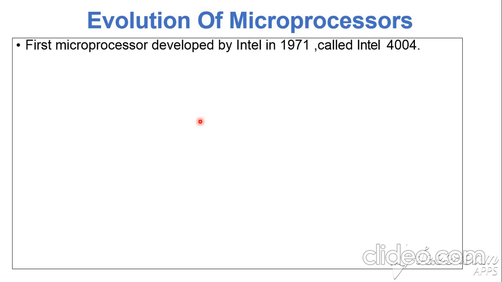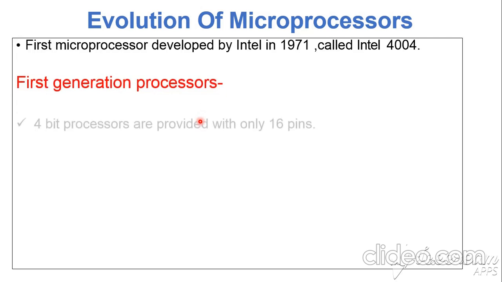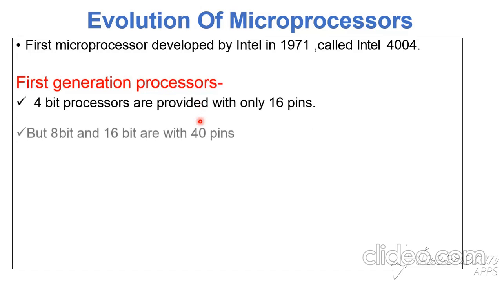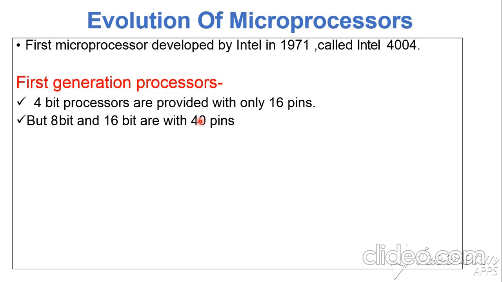The first microprocessor was developed by Intel in 1971, that is Intel 4004, and from 1971 to 73 the processors developed are considered as first generation processors. They are mainly 4-bit processors with 16 pins. Then came 8-bit and 16-bit with 40 pins.